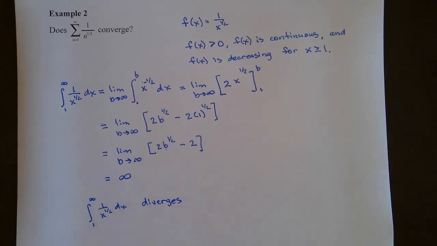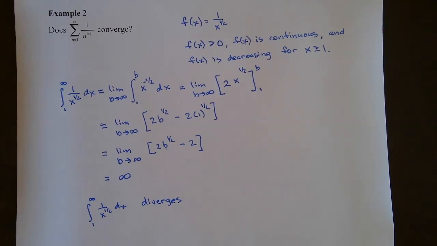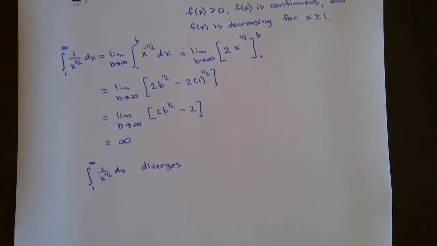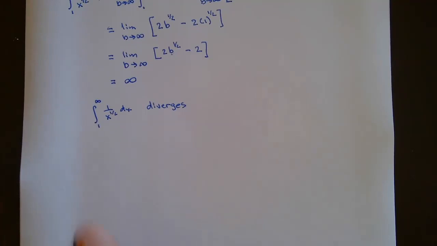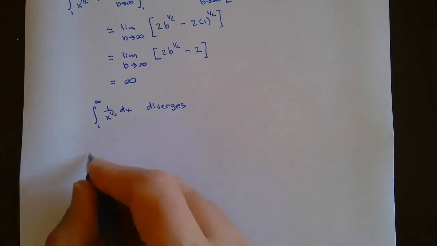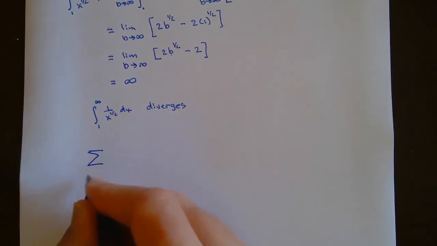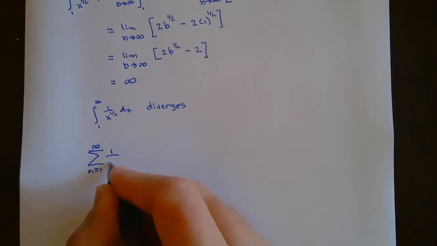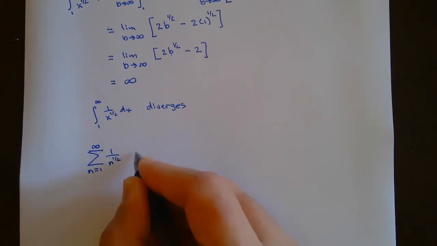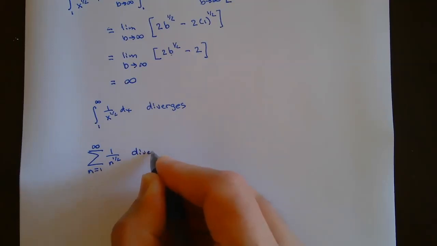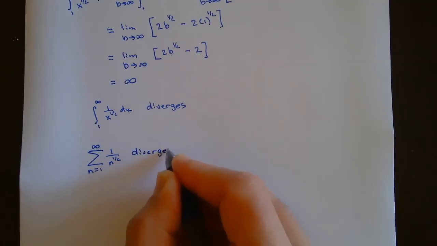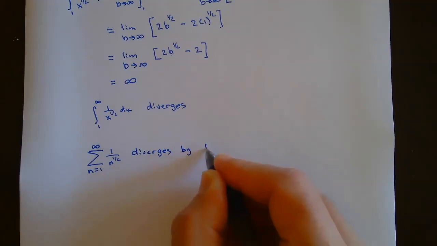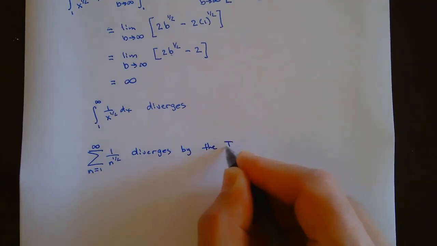And what does that tell us about the original series? Okay, so since this one's a series, I'm going to scoot it up a little bit. Since this integral diverges, that tells us that the series n equals 1 to infinity of 1 over n to the 1/2 diverges by the integral test.